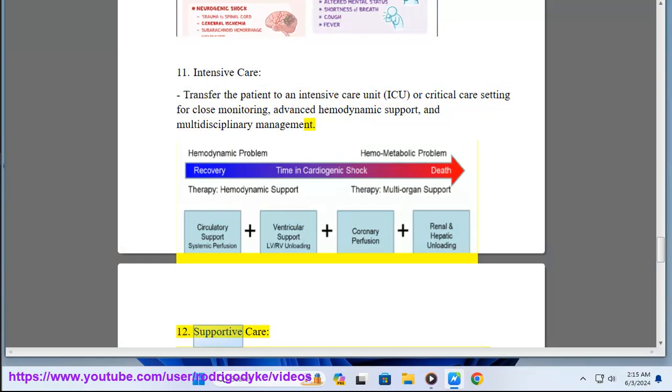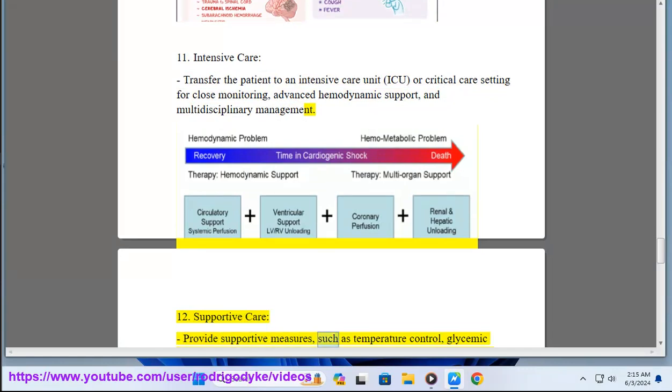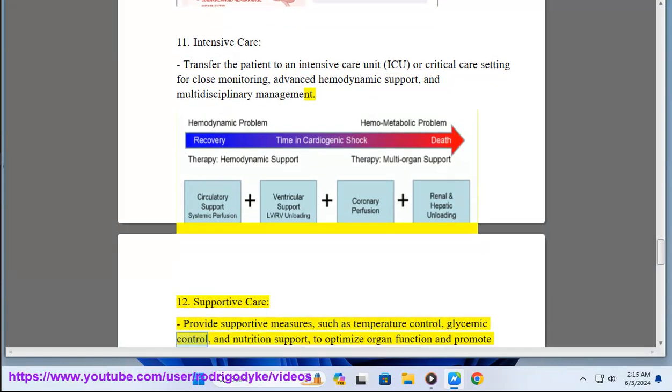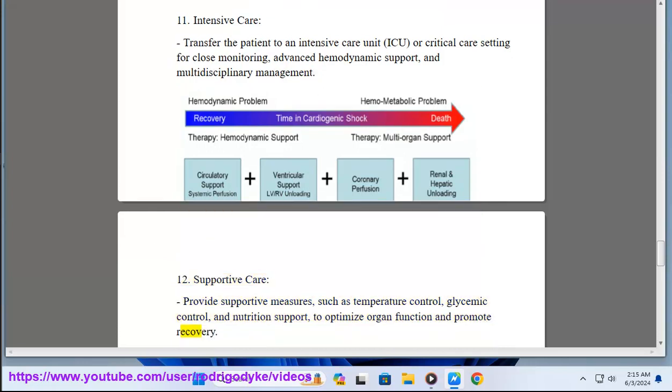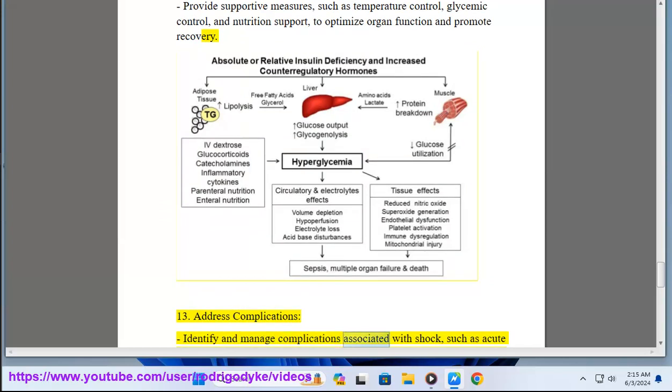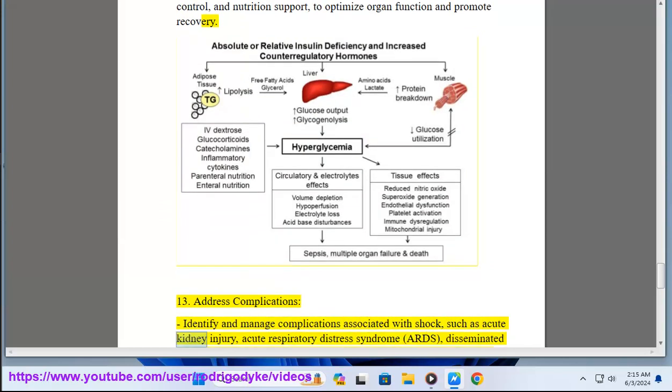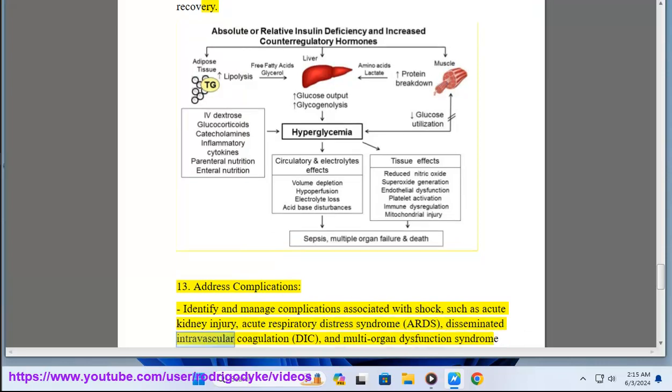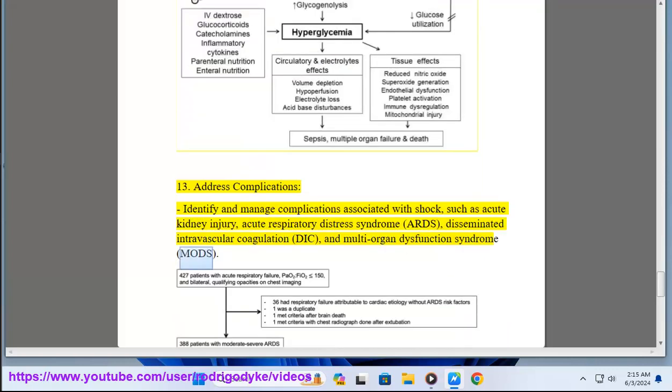12. Supportive care. Provide supportive measures, such as temperature control, glycemic control, and nutrition support, to optimize organ function and promote recovery. 13. Address complications. Identify and manage complications associated with shock, such as acute kidney injury, acute respiratory distress syndrome, ARDS, disseminated intravascular coagulation, DIC, and multi-organ dysfunction syndrome, MODS.